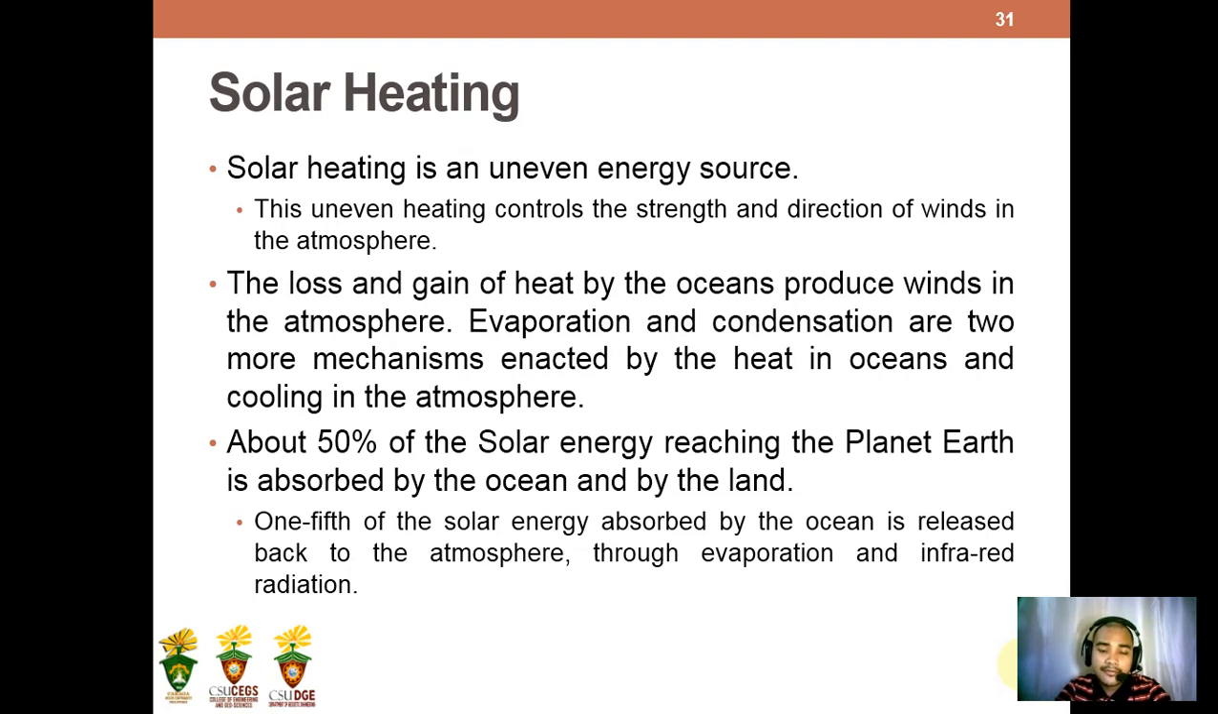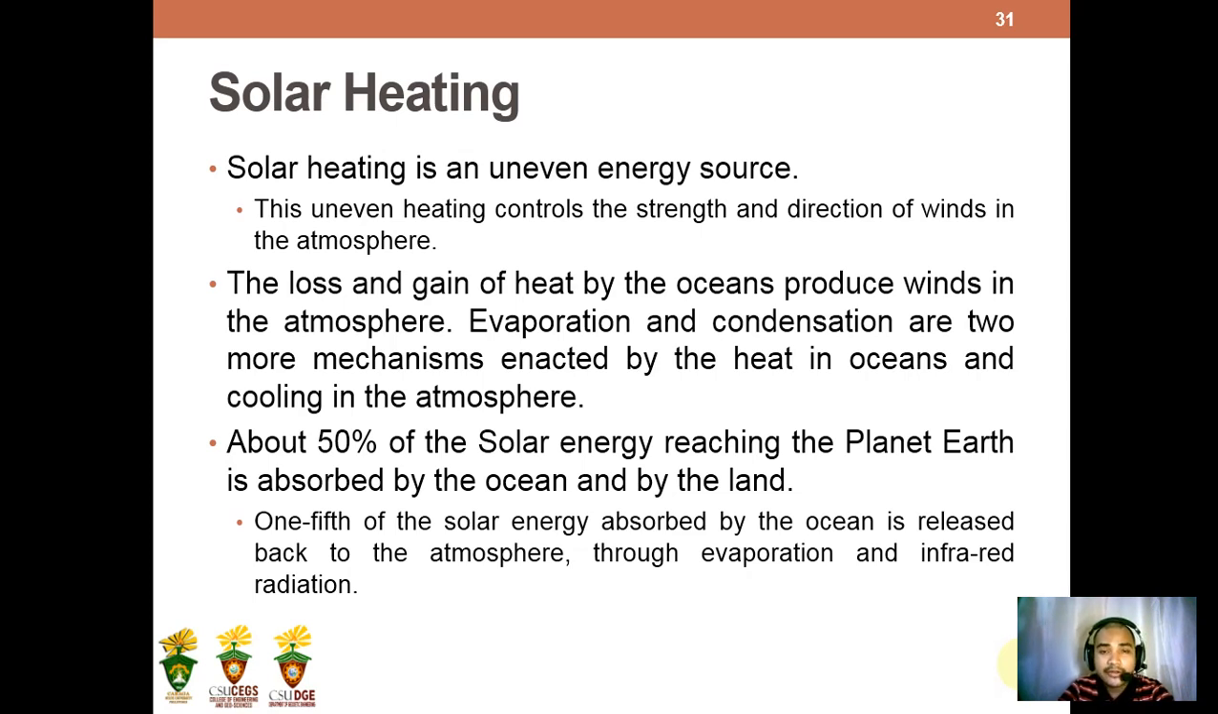And about 50% of the solar energy reaching the planet Earth is being absorbed by the ocean and by the land. 50% from the sun. So only 50% of the solar energy from the sun can reach the planet Earth, and this is being absorbed by the land and the oceans.